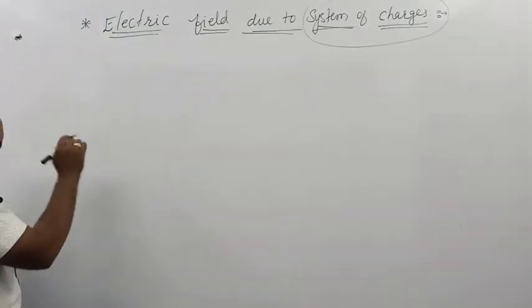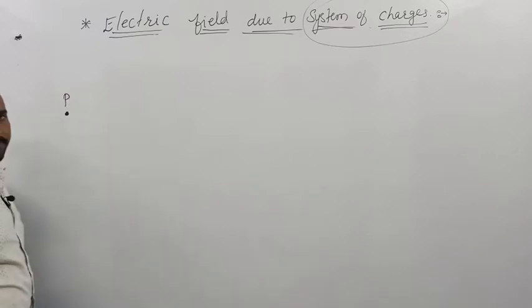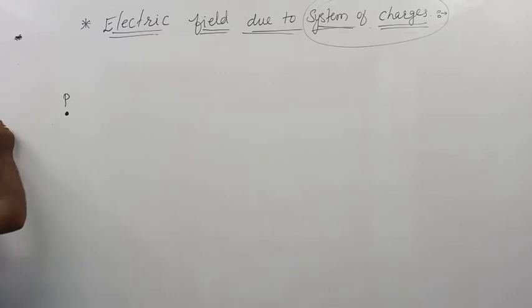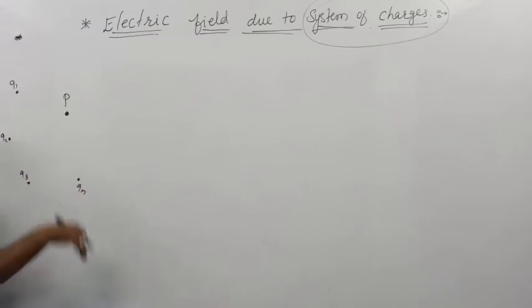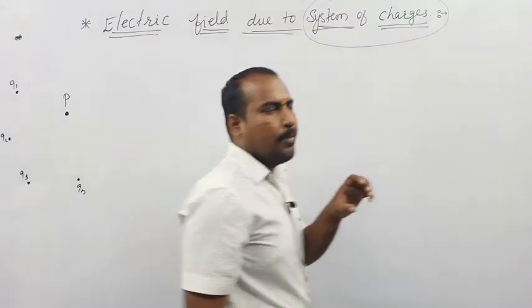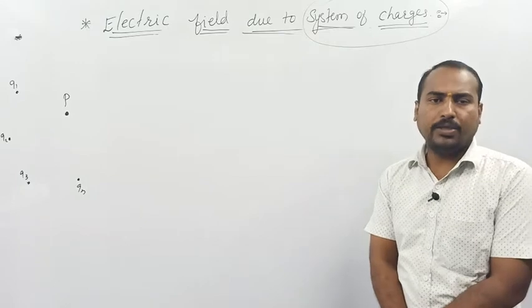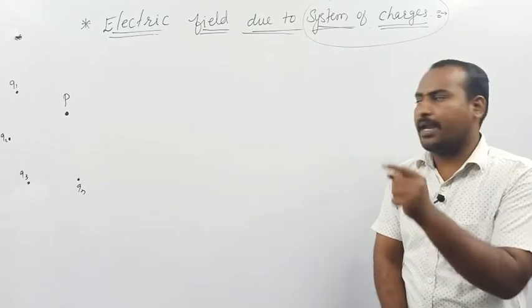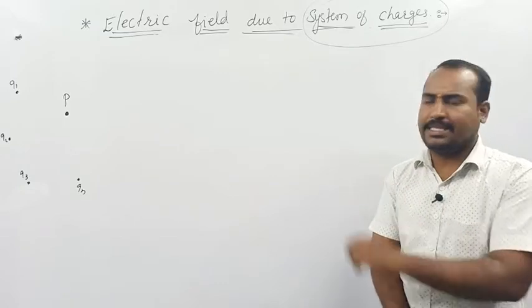Let us consider a point P here. This is the point P, and in the region around that point P we have a number of charges. Say here it is Q1, that is Q2, and similarly Q3, and so on up to Qn. Likewise, a number of charges are present near the point P, and now we have to find out the total electric field intensity at point P due to the number of charges placed near the region of P.